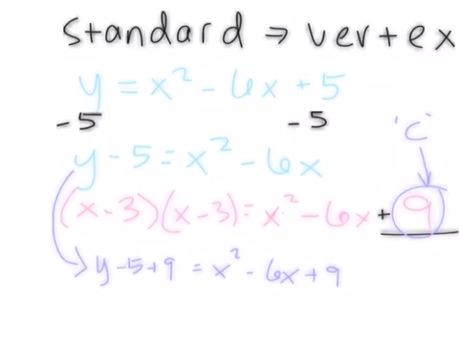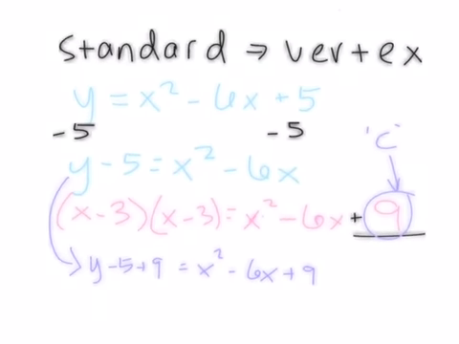This is so blurry, oh my gosh. Now I'm going to show you how to write it in vertex form. Woohoo! So y equals x squared minus 6x plus 5. That's the equation that we just used.